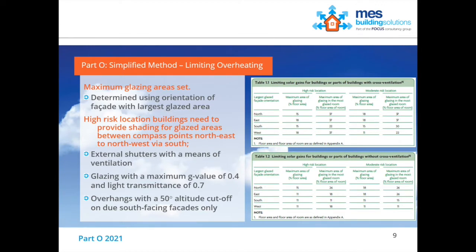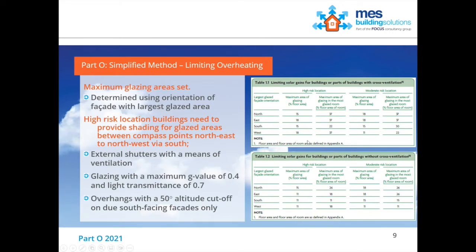If we are building in a high risk location, so if we are building something in those areas of central London, then we have to provide shading for any glazed areas between northeast and northwest via south. So any glass that doesn't face pretty much due north, we've got to provide a means of shading on that.